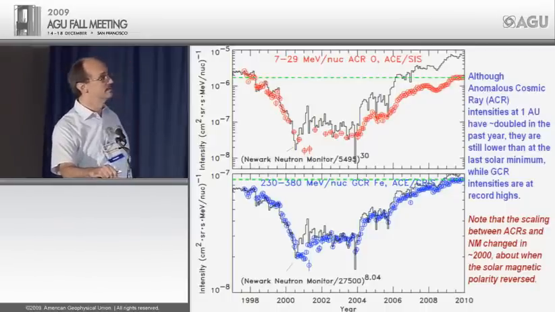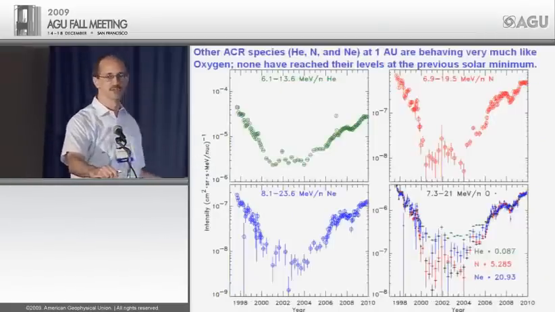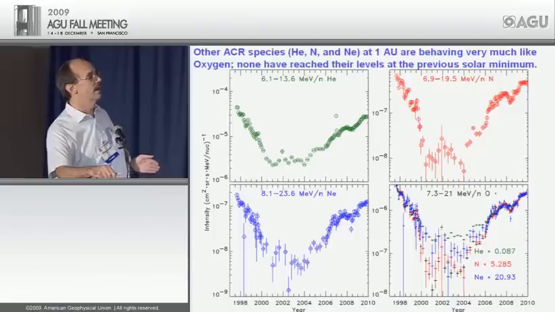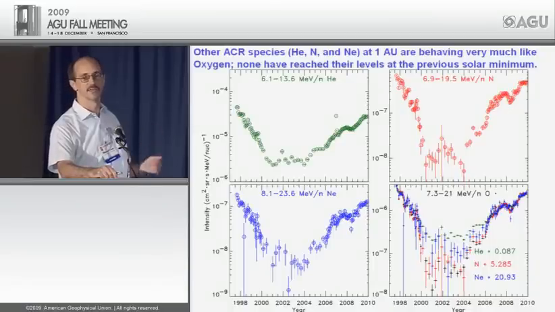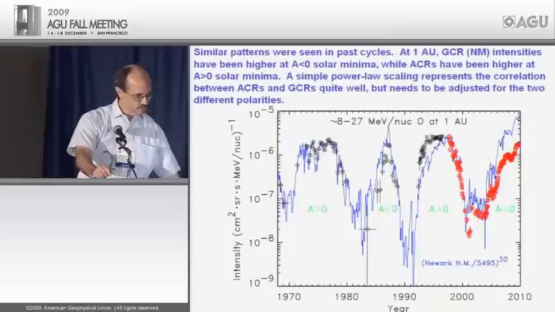Now, there are other ACR species, too. In the interest of fairness, I should show you them rather than just show you different neutron monitors, but not the ACRs. Here's helium, nitrogen, and neon. And here they are all overlaid on each other with oxygen. I've not subtracted the GCR background, so they all kind of bottom out at different levels here. But you see that they all track each other pretty well. And in fact, the main point is none of them have recovered to what their levels were at the last solar minimum. So is that usual or unusual?